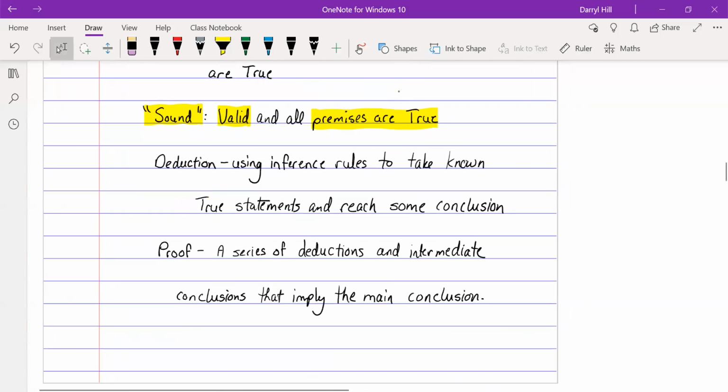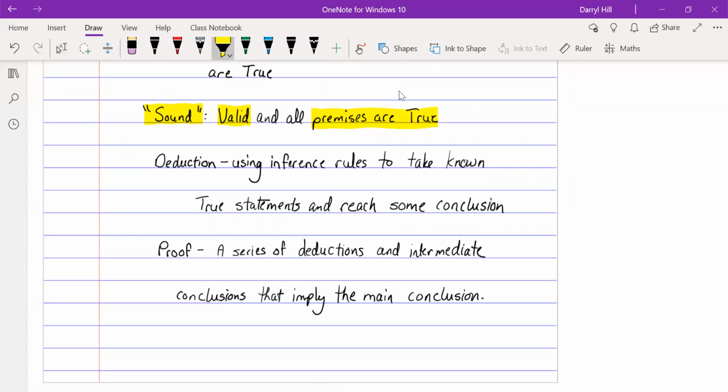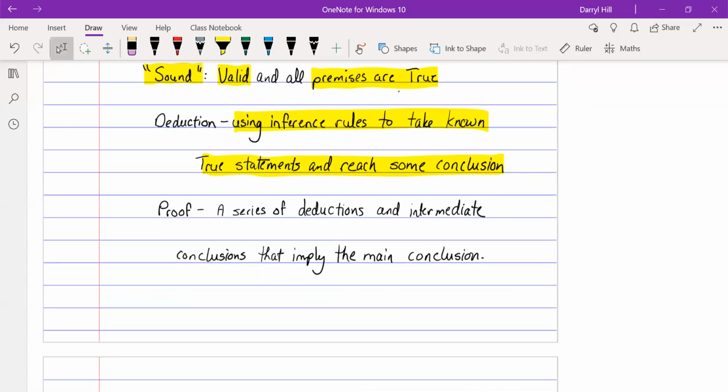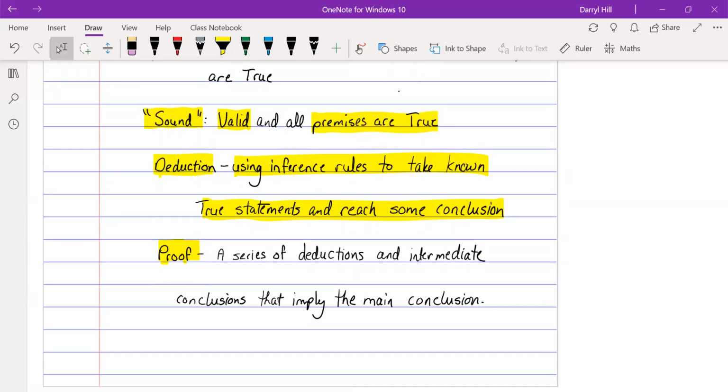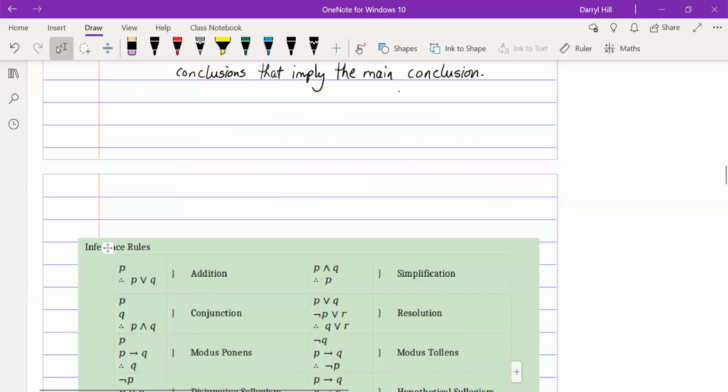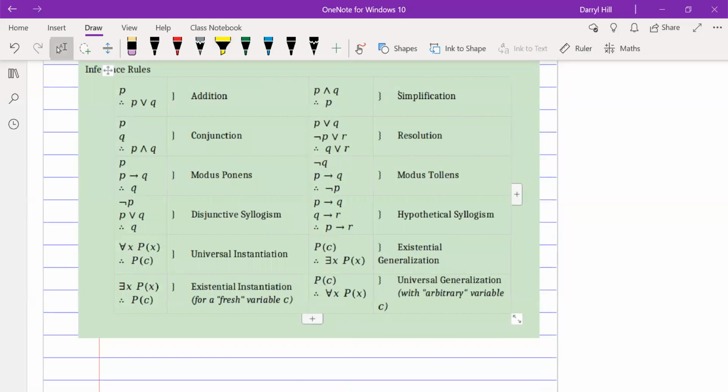Deduction, using inference rules to take known true statements and reach some conclusion. When we went over proofs, this is the sort of thing. And a proof is a series of deductions and intermediate conclusions that imply the main conclusion. So there's a little bit of overlap here in terms of deduction, proof, and argument. In a sense, they can all be the same thing, but of course a proof is a superset of a deduction, and deduction is a superset of an argument, etc.